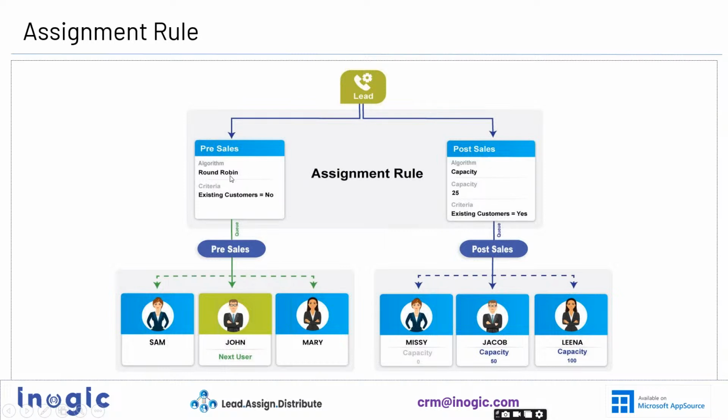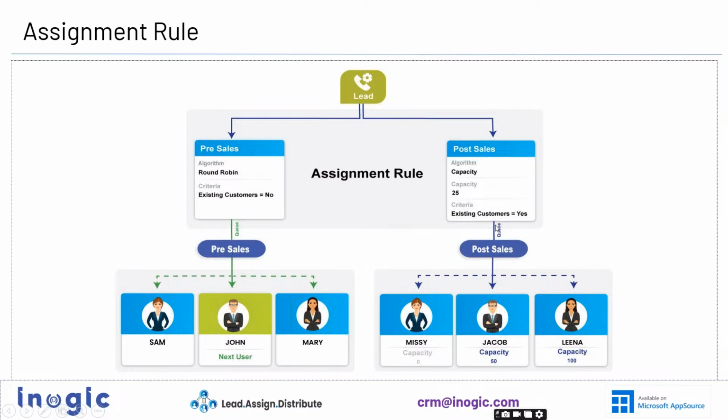So what exactly is the round robin algorithm? Let's say, for an example, a lead is being created where the prospect is not an existing customer. So the selection criteria is satisfied and it falls in the pre-sales queue. This means that the record can be assigned either to Sam or John or Mary. So the first lead that is being created will be assigned to Sam. The second lead will be assigned to John. The third will be assigned to Mary. The fourth one will be again assigned to Sam. The fifth one to John, and so on. Quite simple, isn't it? Now let's see the capacity algorithm.